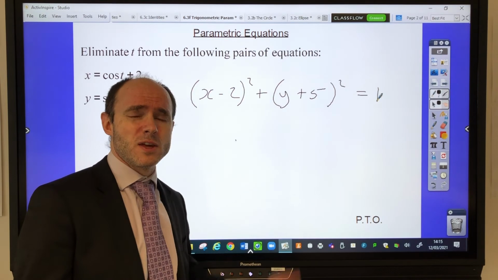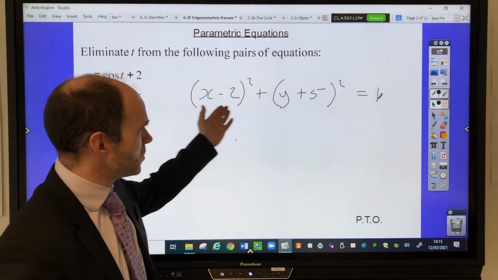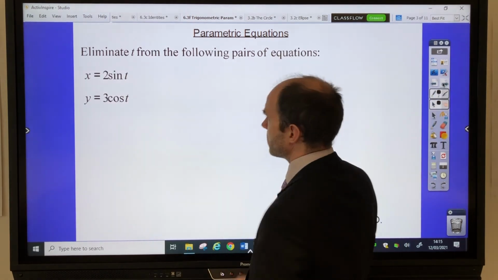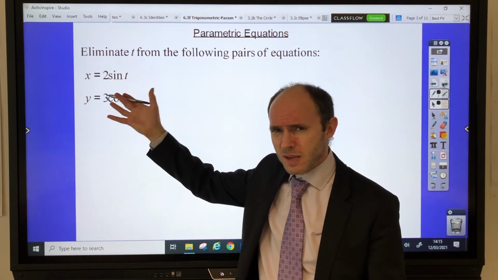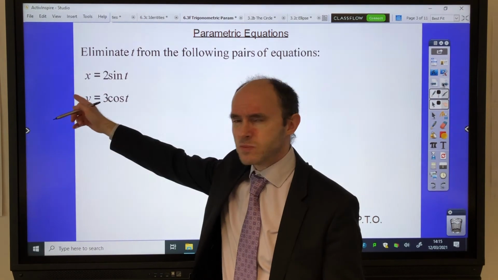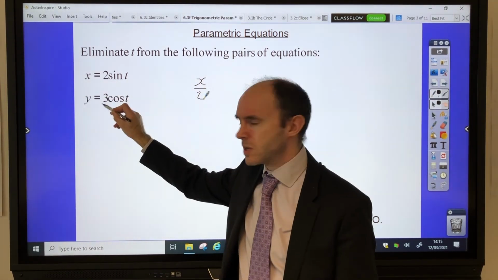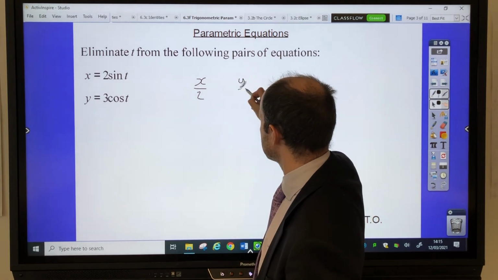That's it, done. The equation of another circle, centre 2, -5, radius 1. Okay, let's do one more, shall we? Here we go. Same sort of thing again. Make sine t the subject, so you'll have x over 2 this time. Make cos t the subject, you'll have y over 3 this time.